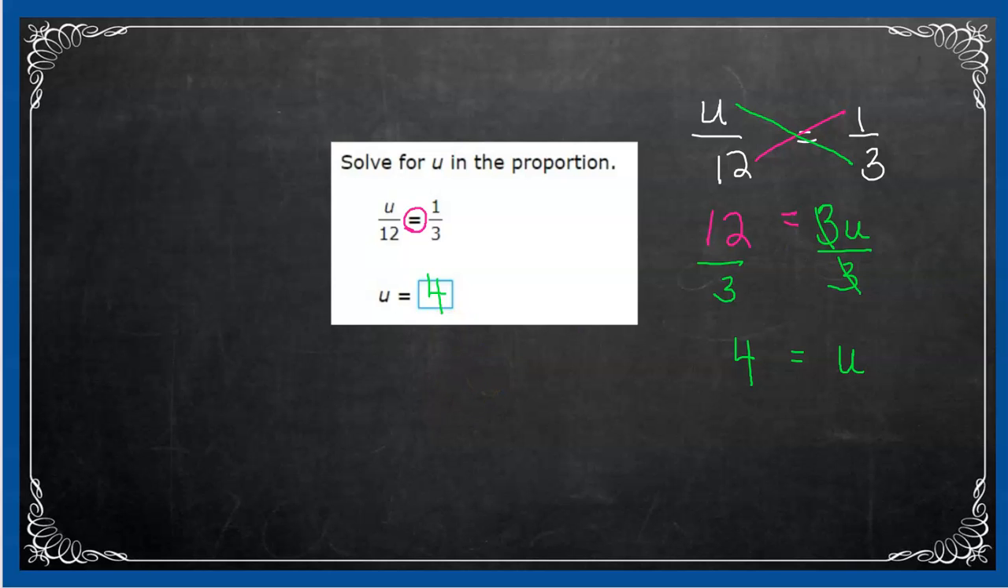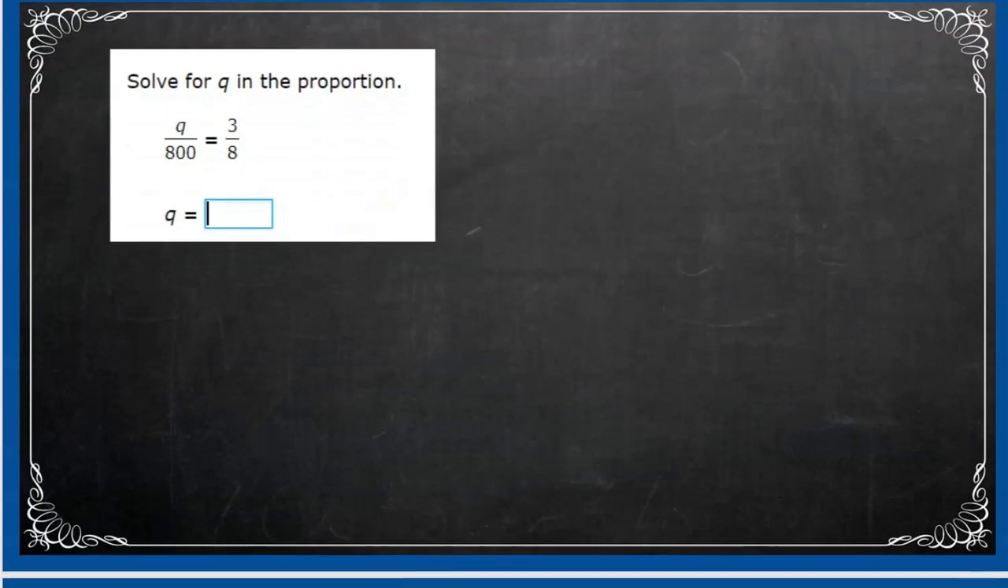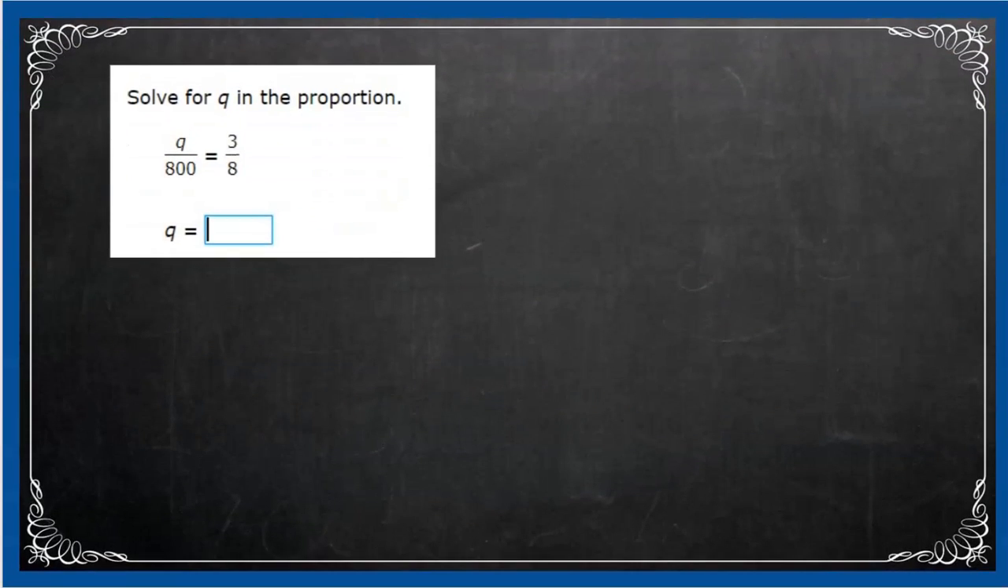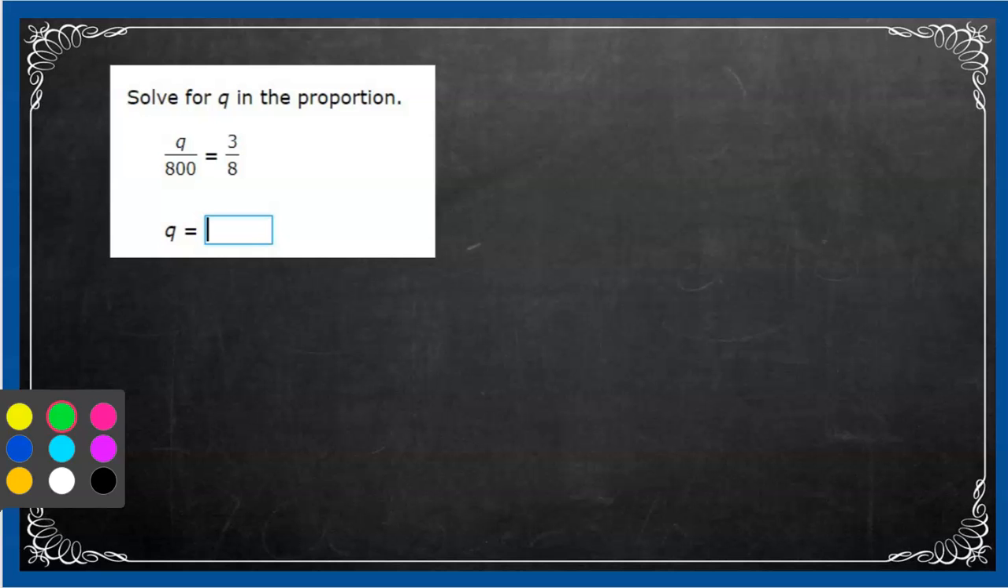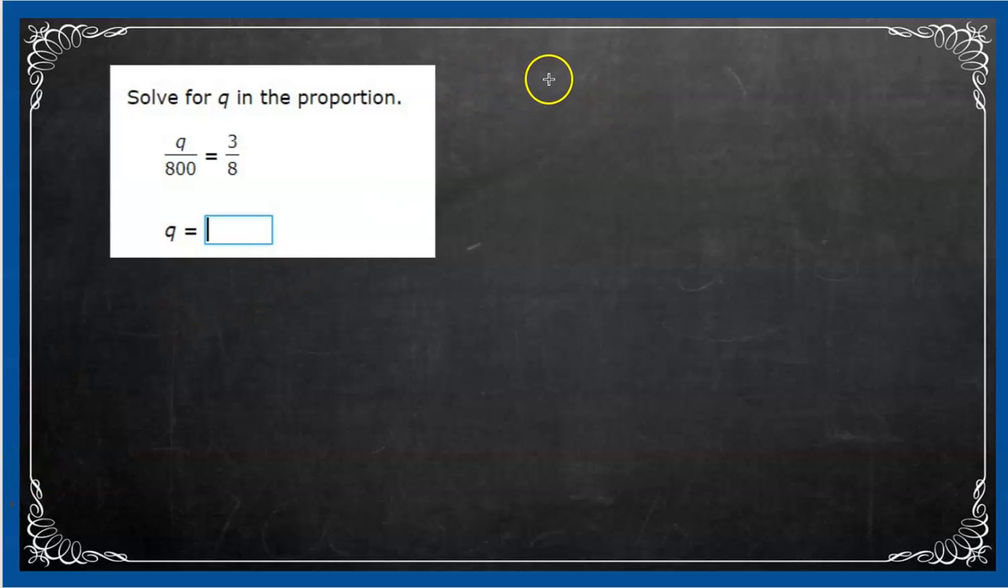Let's look at another one. Solve for q. Now these numbers are a little bit bigger. The 800 is a little bit bigger than the one we had in the problem before, but it's still not too bad. Let's see, q over 800 equals 3 over 8.